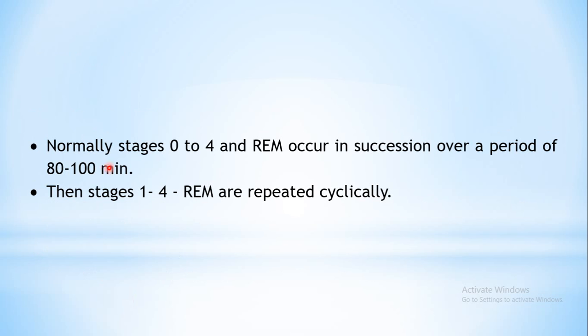So if you consider overall sleep, the person normally goes from stage 0 to 1, 2, 3, 4 and then the person goes into REM sleep. This takes around 80 to 100 minutes. After this, the person goes back into stage 1, then stage 2, 3 and 4 and again into REM sleep. All these stages in succession are repeated cyclically.